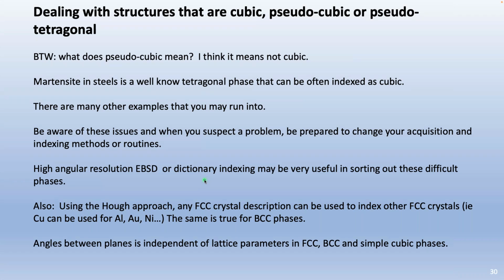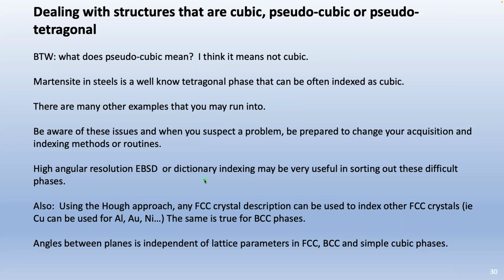Using the Hough approach, I've seen this in the literature and I still don't quite understand how people are doing it. Any FCC crystal description can be used to index any other FCC crystals. That is, you can use copper to index aluminum, gold, nickel, FCC iron. So you have to be very careful. I've seen papers where copper and nickel have been supposedly discriminated using EBSD and the Hough approach. I don't know how they did it. They didn't tell me how they did it in the paper, so I'm immediately suspicious that that data is not totally believable.